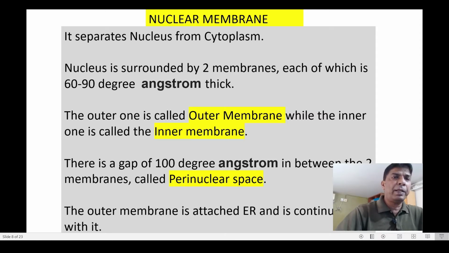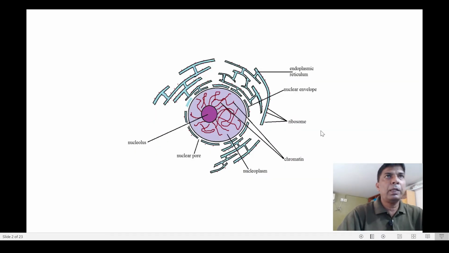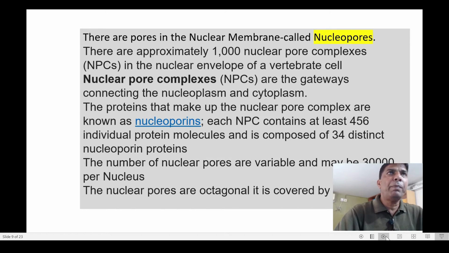The outer membrane is attached to the endoplasmic reticulum and is continuous with it. The inner membrane is continuous with the smooth nuclear lumen. Here you can see that the outer membrane is continuous with the rough endoplasmic reticulum, whereas the inner membrane is continuous with the smooth nuclear lumen. Now there are many pores in the nuclear membrane. These are called the nucleopores. Approximately 1000 nuclear pore complexes, or NPCs, are present in the nuclear envelope.